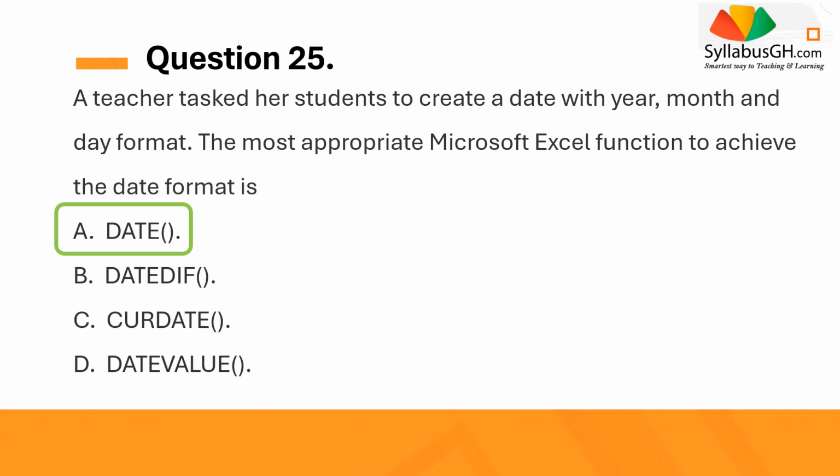In Microsoft Excel, the date function is used to create a date with a specific year, month, and day format. The syntax is equals DATE open bracket, year, month, day, which combines the specified values into a single date. Datedif function calculates the difference between two dates. Current date function is not an Excel function, it's used in some other applications. Date value function converts a date in text format to a serial number recognized as a date in Excel.